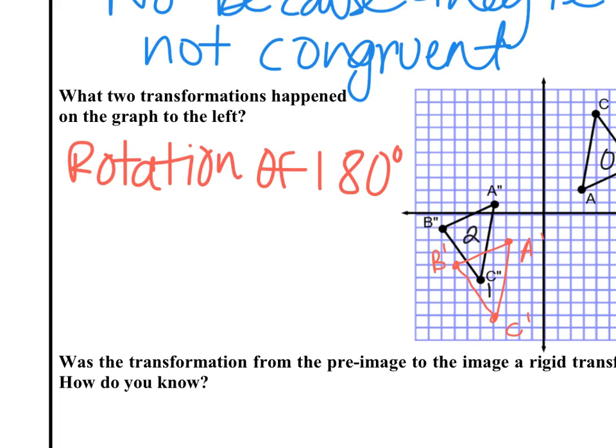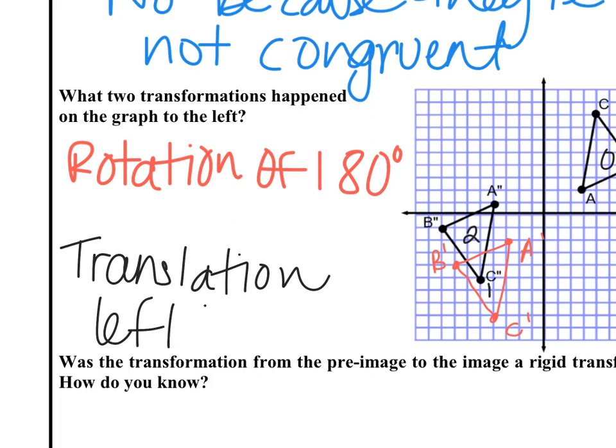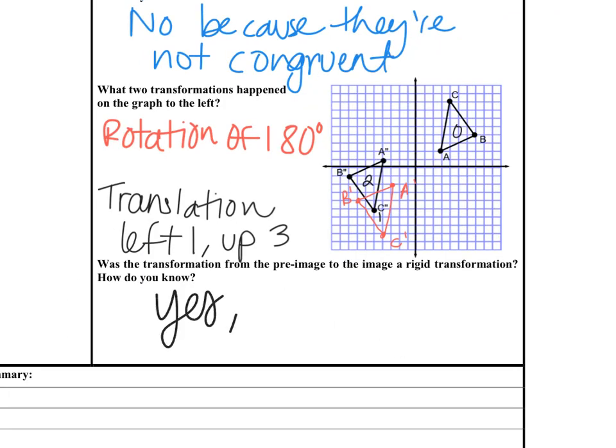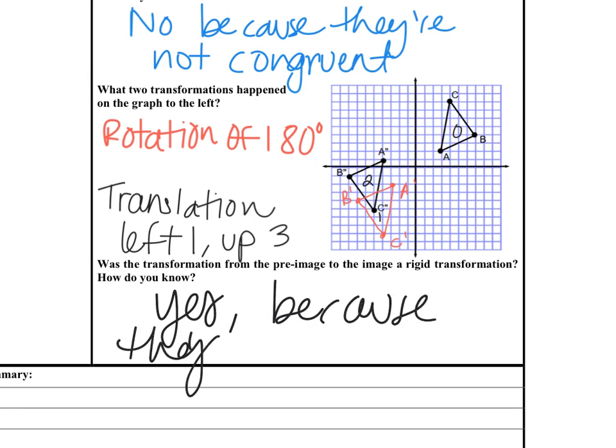Can someone raise your hand? Can someone be specific? How is it sliding? Like what directions? Alice, go ahead. Up 3, left 1. Yes. Translation. I'm going to say left 1 and up 3. Left 1, up 3, left 1, up 3. I can check all the points. Because they're congruent. My handwriting's pretty bad today. Yes, because they are congruent.